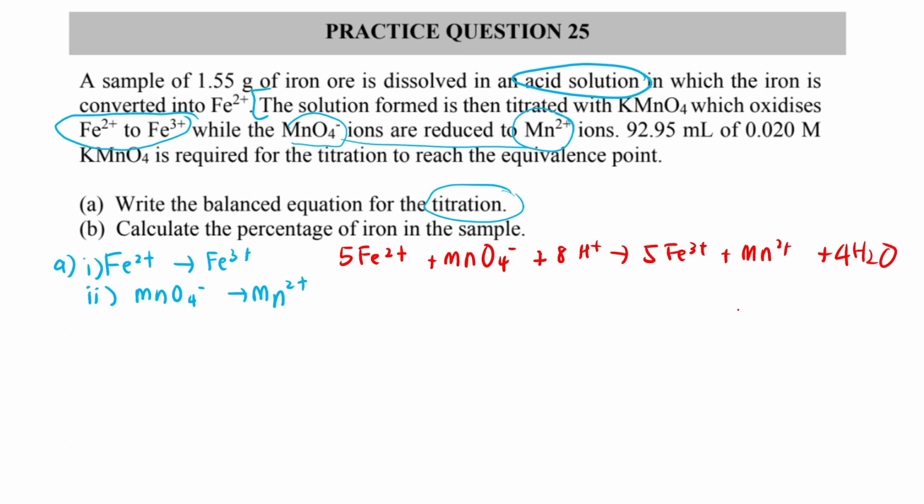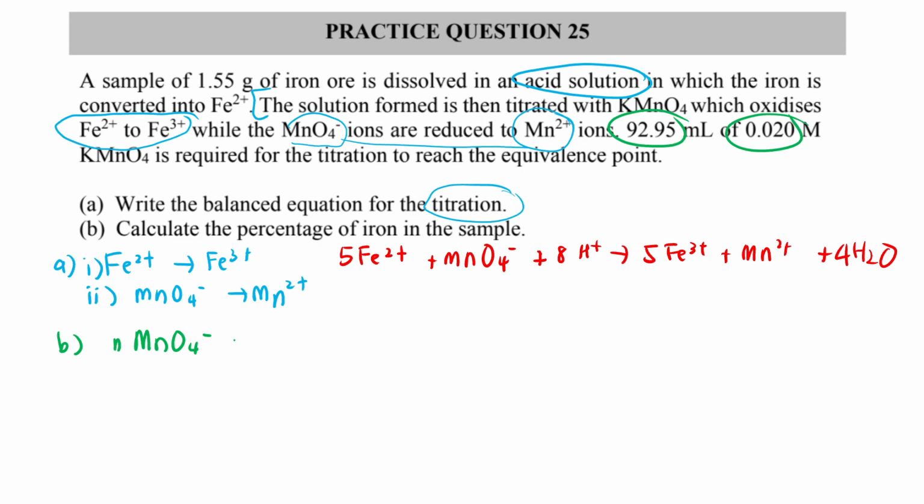Okay, based on this equation, we can calculate the percentage of iron for question B. According to the question, for the moles of MnO4 minus, you are given the volume and also the molarity. Remember, mole can be calculated using two formulas. The first one is mass over molar mass, and the other one is MV over 1000. So here we use the second formula.